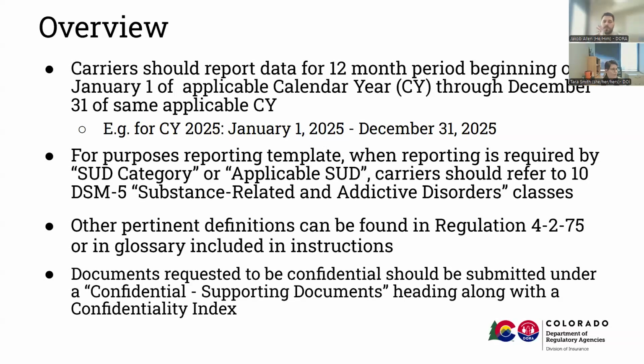For the purposes of this template, when reporting on SUD category or applicable SUD, carriers should refer to the 10 DSM-5 substance-related and addictive disorders classes. These are defined in the instructions as well as in the 4275 regulation. Any other definitions can also be found in Reg 4275 or in the glossary of the included instructions. And lastly, any documents that are requested to be confidential should be submitted under the appropriate confidential supporting documents heading with a confidentiality index listing those same documents.